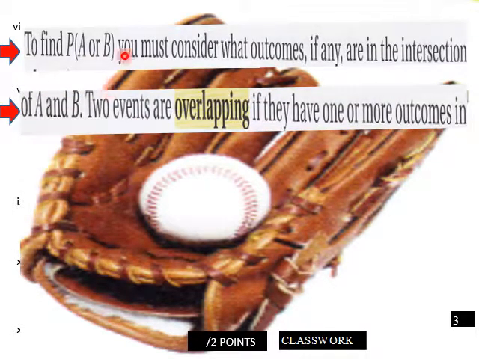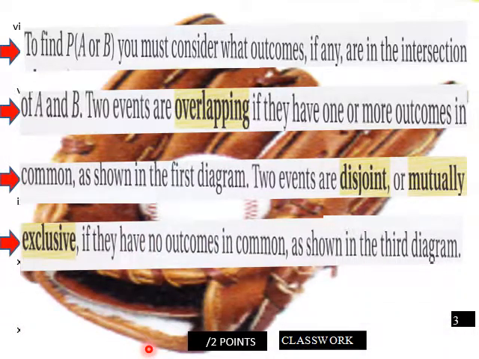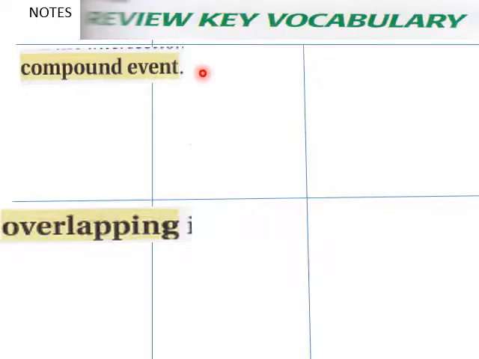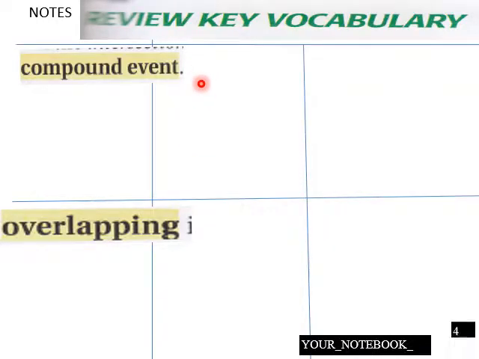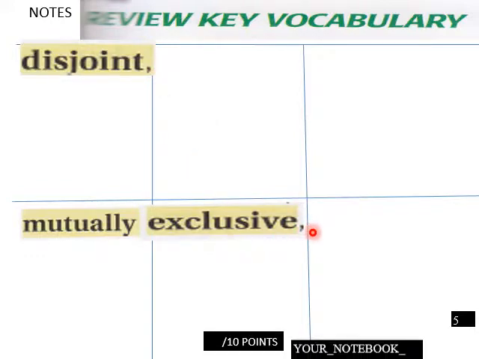So to find P of A or B, you must consider what outcomes, if any, are in the intersection of A and B. Two events are overlapping if they have two or more outcomes in common, as shown in the first diagram. Two events are disjoint, or mutually exclusive, if they have no outcomes in common. So, students, in your own words, define compound event and overlapping, and then define disjoint and mutually exclusive as well.